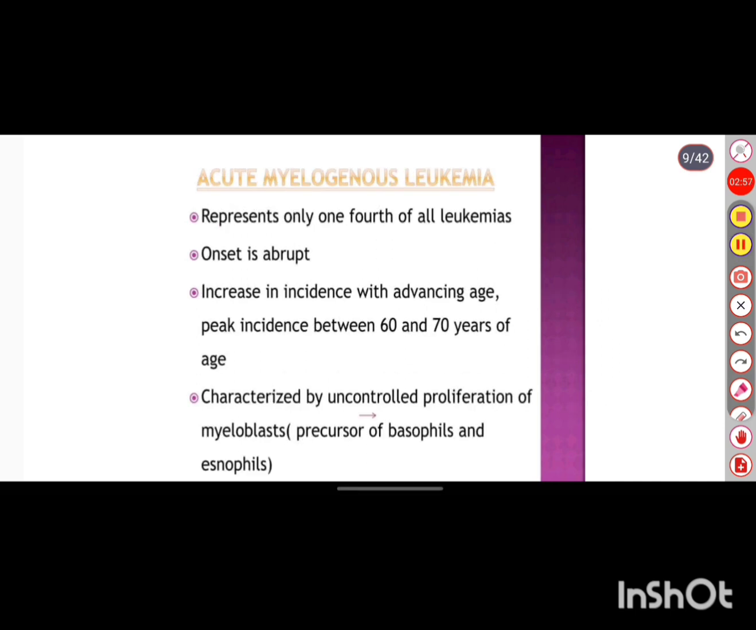So in acute myelogenous leukemia, you can see the onset is abrupt and the incidence is usually between 60 to 70 years of age. Here you can see it is characterized by uncontrolled proliferation of the myeloblasts and also the precursors of basophils and eosinophils.